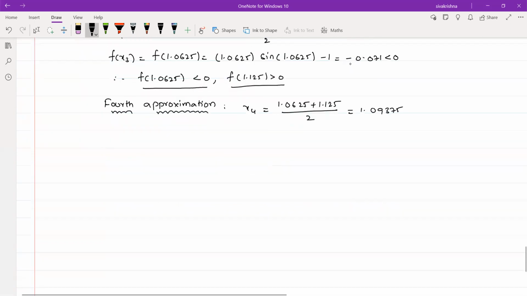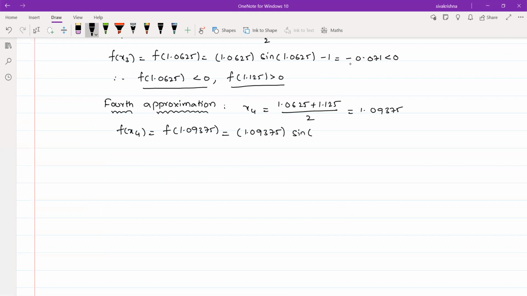Immediately after getting the fourth approximation, we have to calculate f of x4, that is f of 1.09375. We substitute this value in the given equation, so we get 1.09375 into sine of 1.09375 minus 1. On simplification, we get minus 0.028, which is less than 0. So f of 1.09375 is less than 0.